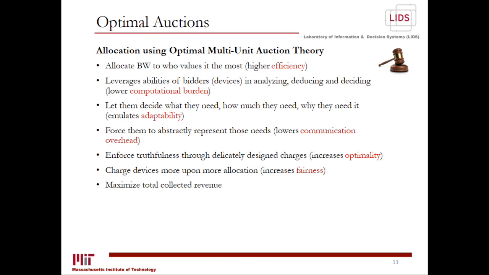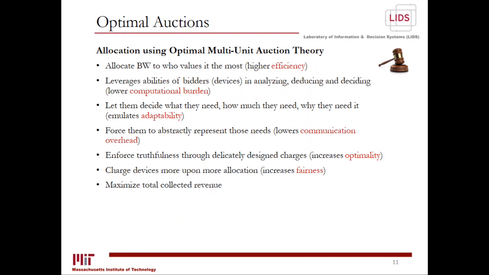This increases the efficiency, because this is the most important definition of efficiency in macroeconomics. These devices, we want them to leverage their abilities in analyzing, deducing, and deciding in order to lower the computational burden. We don't want to deal with everything at the base station. We want to receive just the information on how much bandwidth these devices require, and then decide how much bandwidth we have to allocate to them.